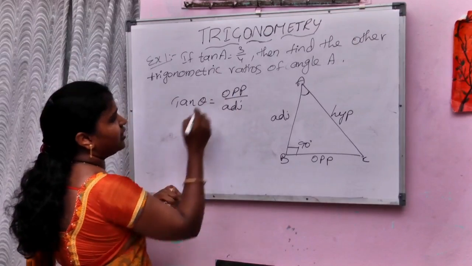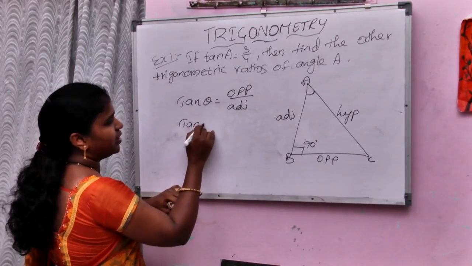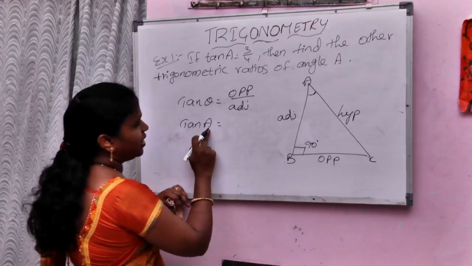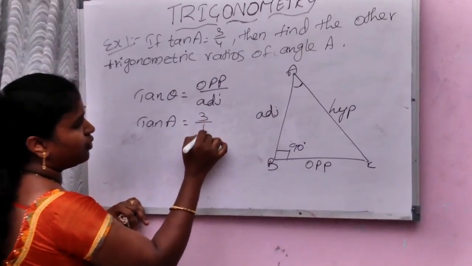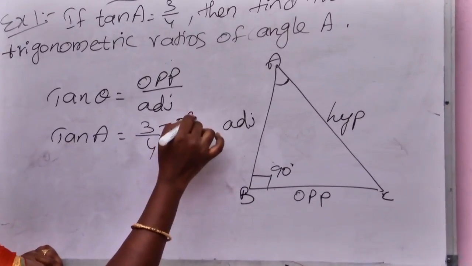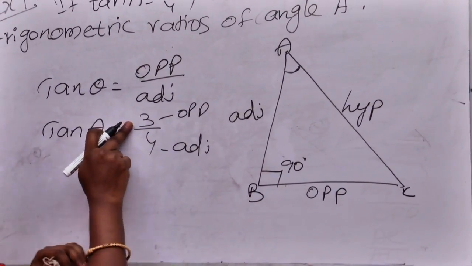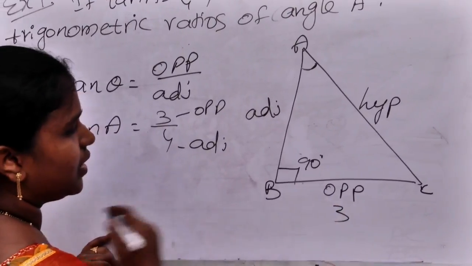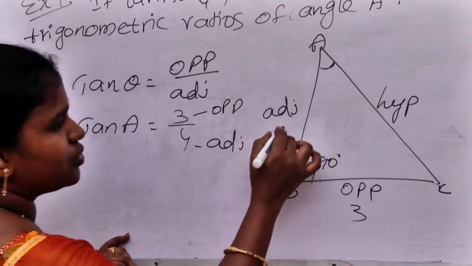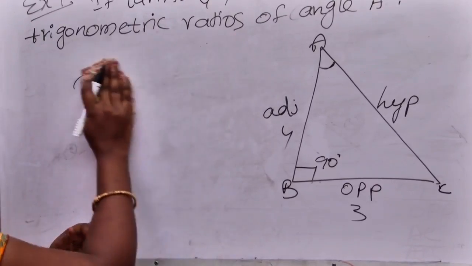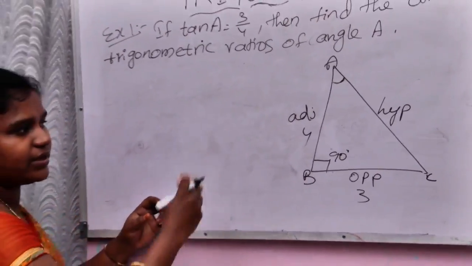So what is given? Tan A. In the place of theta the acute angle is given at A. So tan A is 3 by 4. So 3 is at the opposite side and 4 is at the adjacent side. So the opposite side is 3, that means here it is 3, and the adjacent side is 4, so here it is 4. Already we got two sides of the triangle. Now we have to find the other side.